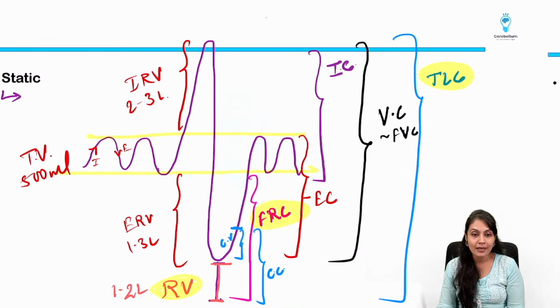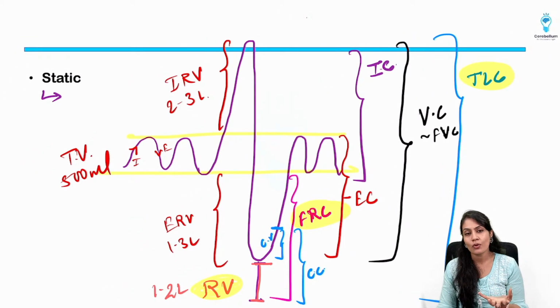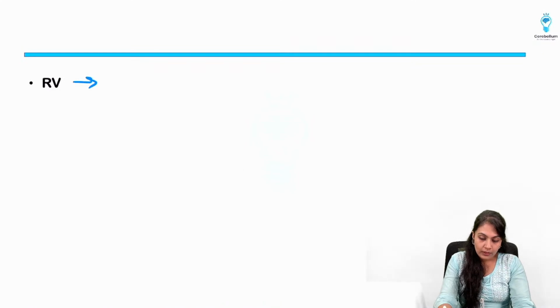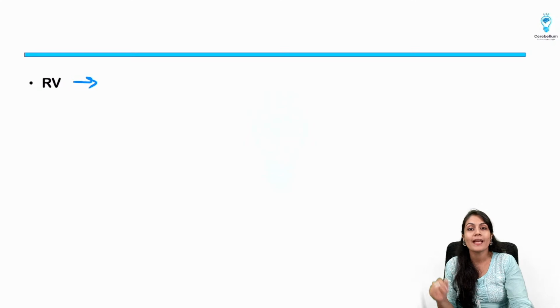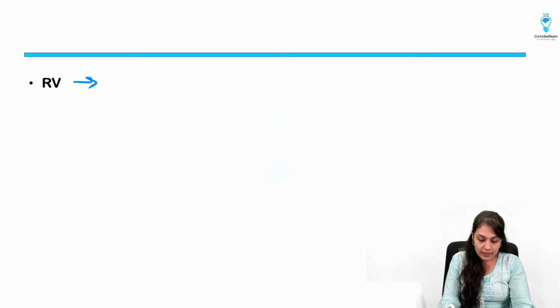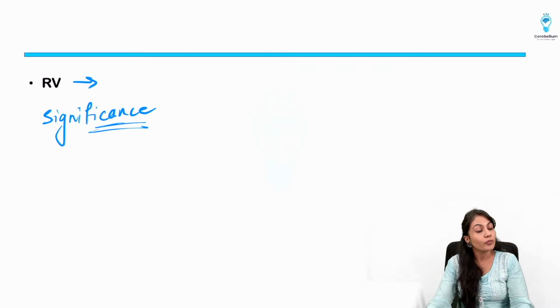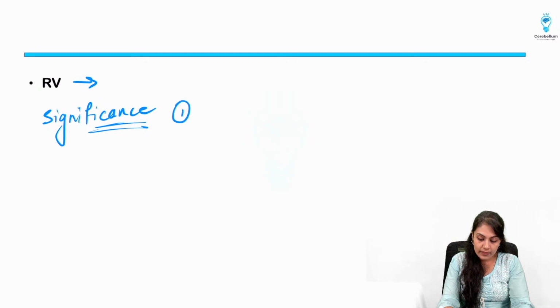I hope you understood this graph, and you can calculate on the basis of the volumes, the capacities also. Okay, now the residual volume is the amount of air which is going to reside inside the lung after the forceful expiration. No matter how forceful you are, this air won't come out. Now what is the significance of this? Is there any benefit that we get from having the residual volume? Yes, definitely there are two benefits that you have to tell. First benefit or first significance is that it prevents the collapse of the alveoli.